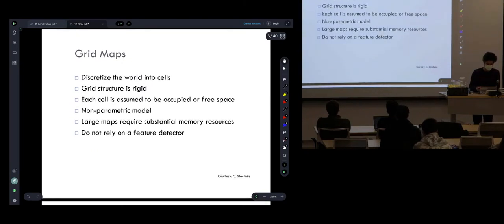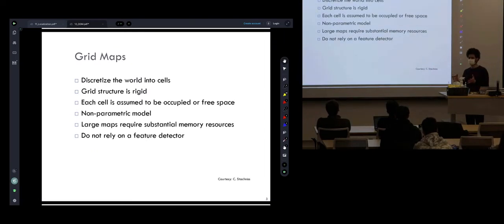So the grid maps idea is to discretize the world into cells. This grid structure will be rigid. That means it's a piece of map, a grid, in your memory, and it's rigid, it's not going to change. What we're doing is just updating the belief, the posterior, the probability of occupancy based on the observations we receive, and we want to update it recursively, of course, because we see a chunk of the environment, and then we move, we see another piece, and we want to recursively update the map.